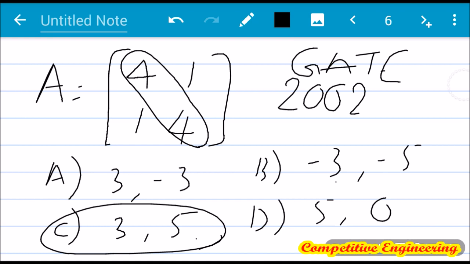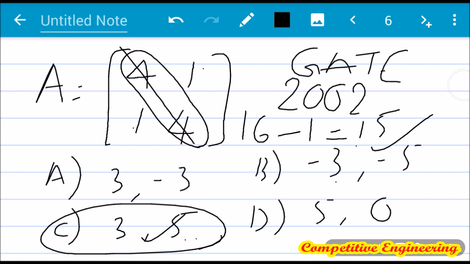Let us check the second property also. The product of the eigenvalues should be equal to the determinant of the matrix. The determinant is 4 into 4, that is 16, minus 1 into 1, that is 1, so 15. The product is 3 into 5, that is 15. Matching.